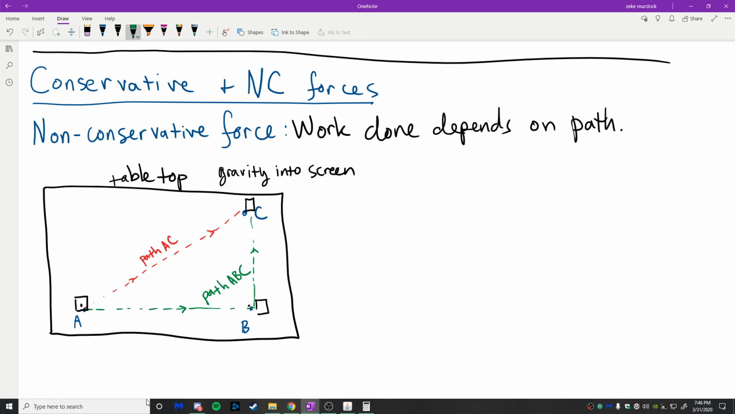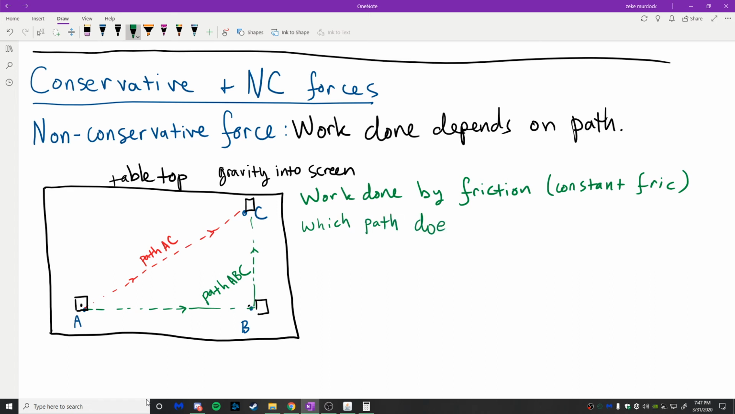And what we're going to look at here is specifically the work done by friction. And we'll make a basic assumption that we usually do, that the friction is a constant type of friction. No matter where you are on the table, the friction will always be the same. It's just like kinetic friction, basically. So I bet you guys know the answer to this very quickly here. Along which path do you think friction is going to do more work? Path AC or path ABC? You can just answer in the chat.